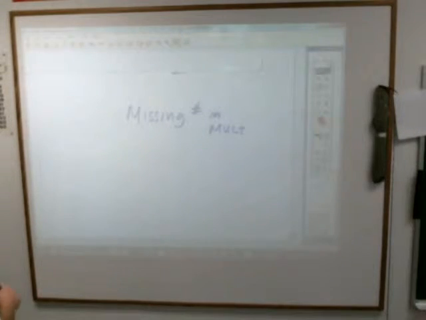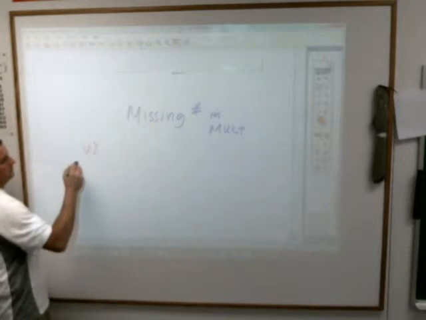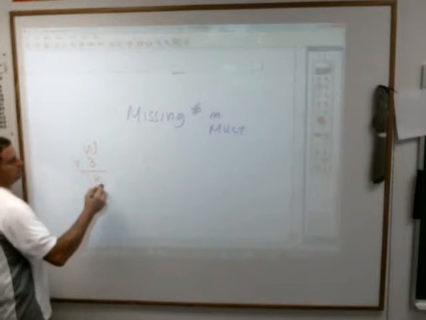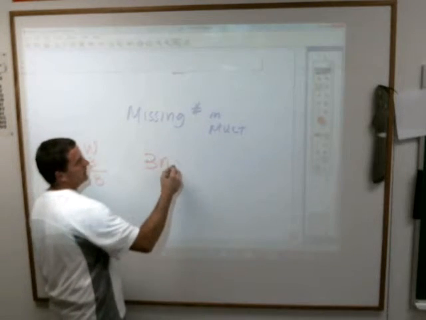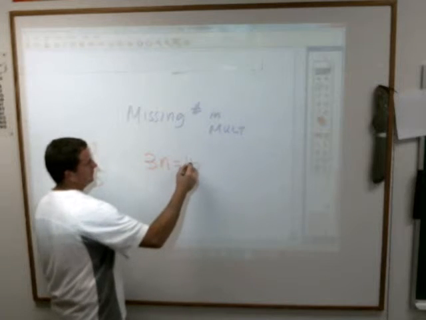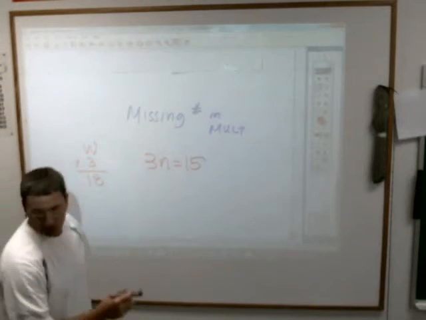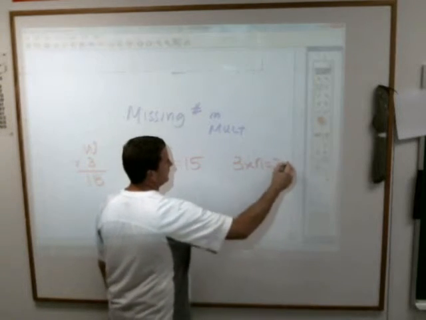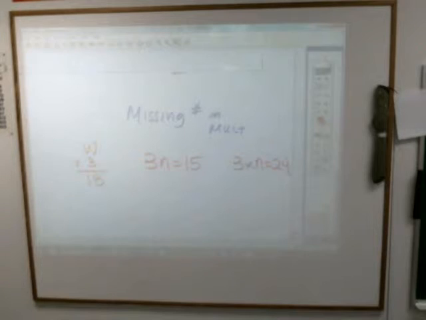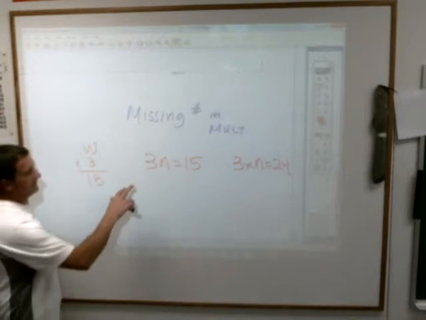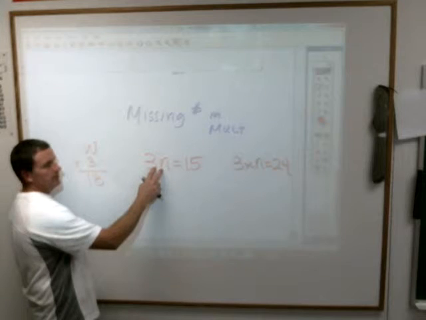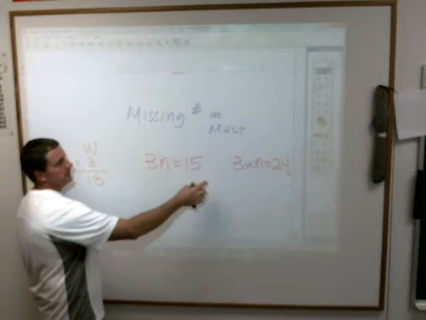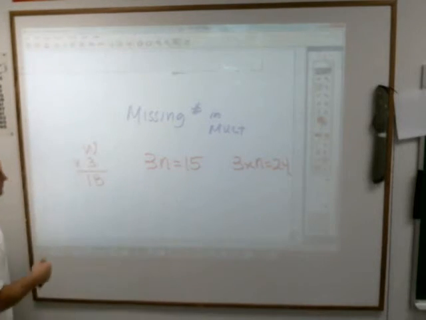Oh, look, they give us a couple different examples. By the way, this W times 3 equals 18. 3n equals 15. And 3 times n equals 24. Please make sure you understand that anytime there's a letter next to a number, this means multiply. Okay, 3 times n is 15, 3 times n is 24, w times 3 is 18.